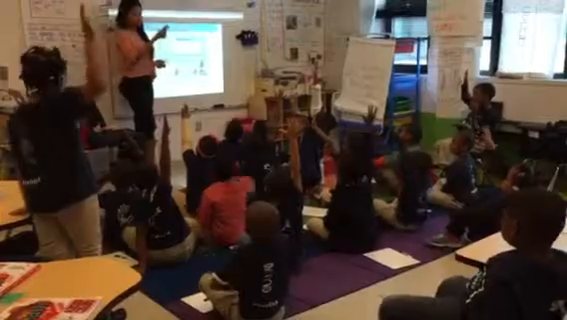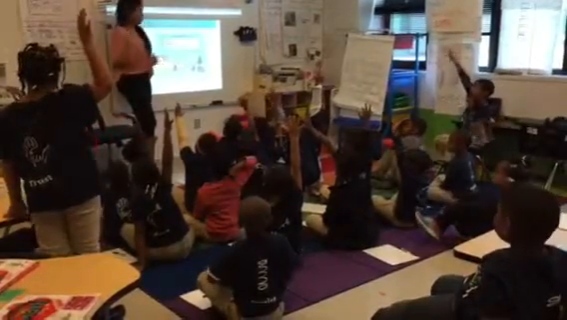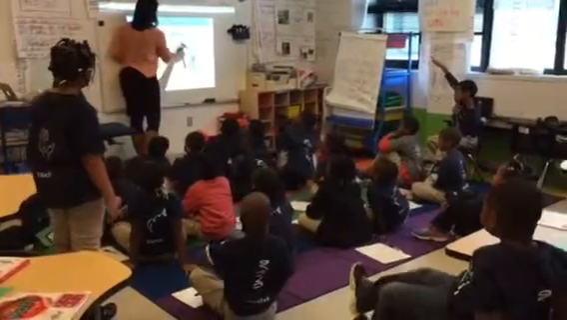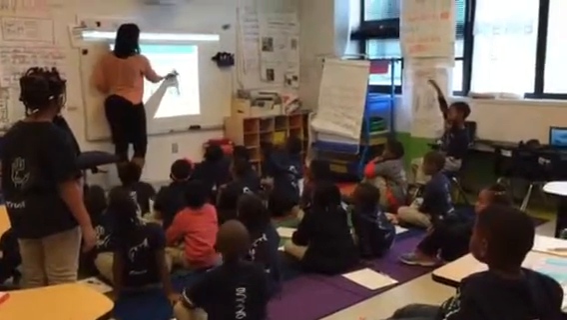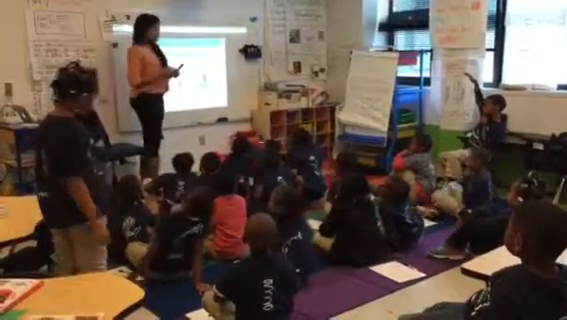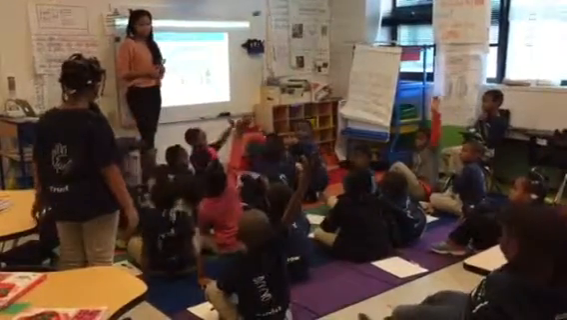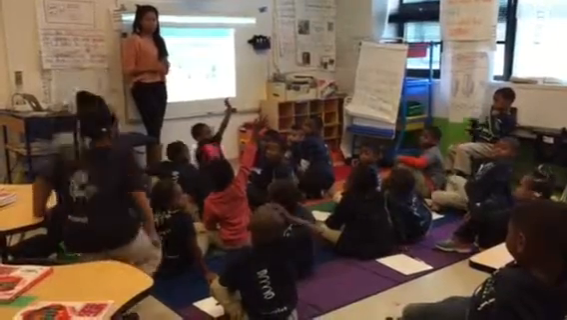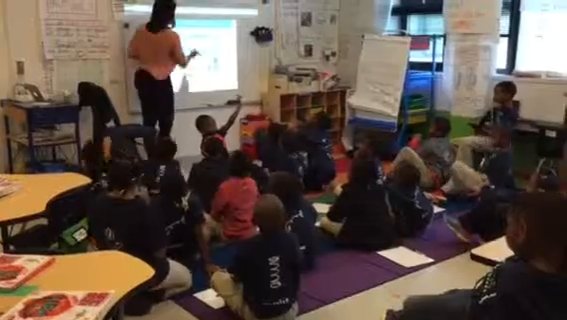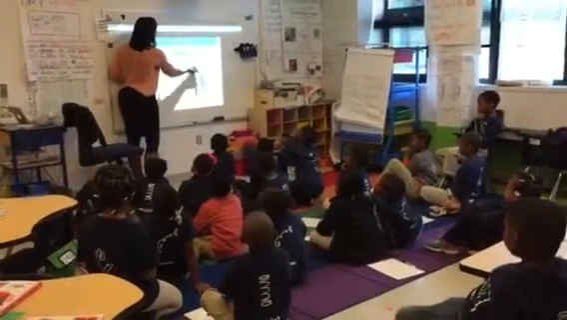1, 2, 3, 4, 5, 6, 7, 8, 9, 10. Ooh, we have a lot. Who would play hockey? You can only vote once. Have a seat. 1, 2, 3, 4.